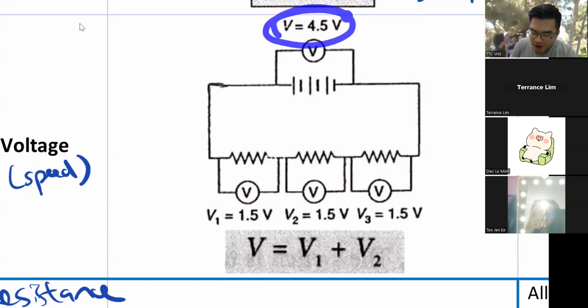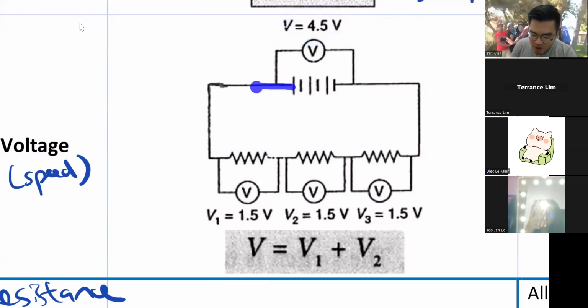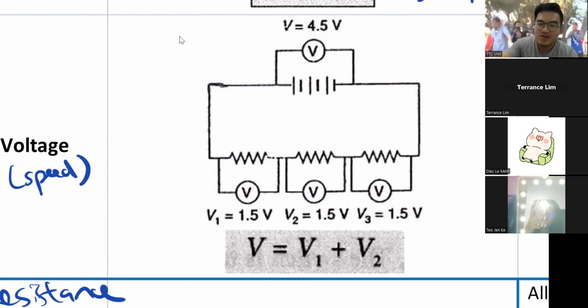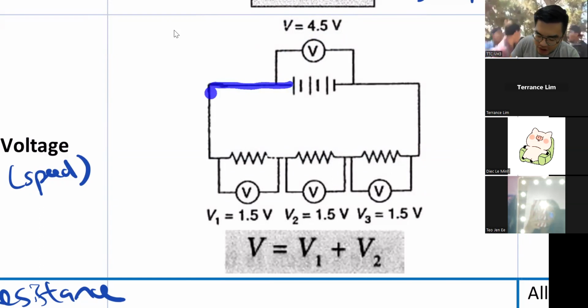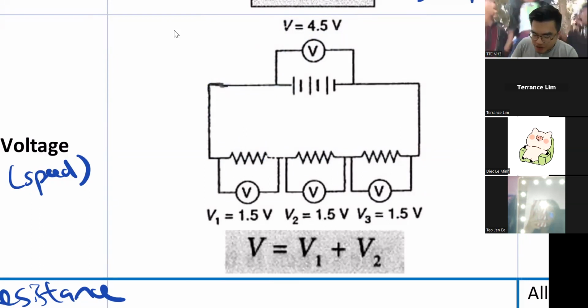Okay, so this is 4.5, right? My river speed is now 4.5. I'm traveling at a speed of 4.5. This is the speed of the river going down at 4.5. When I pass through the first rock, I give it 1.5. I already slow down because I have to pass through a rock, right? Now, from 4.5, my speed is reduced to 3.